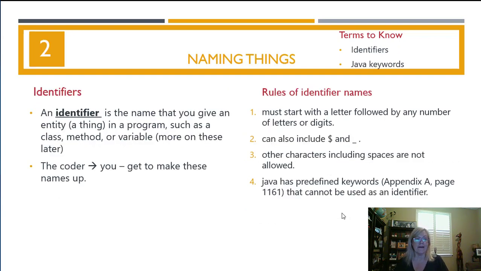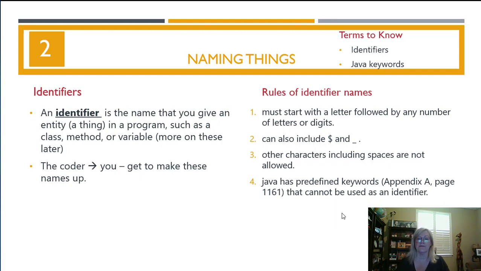Let's talk about naming things. So an identifier is just the name you decide to give an entity in your program. So an entity could be your class, or a method, or it could be a variable. And we'll be talking more about variables soon. As the coder, you get to make those names up. But there are rules, and if you break the rules, your program won't run.